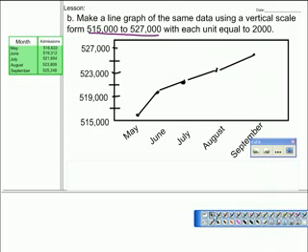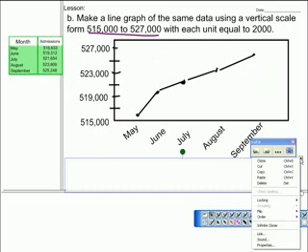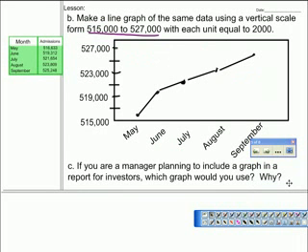What does it look like? Using the same numbers, what's the difference in those two? The second one looks like the increase is what? Bigger. So my question to you is, if you're a manager planning to include a graph in a report for investors, which graph would you use? The second one, right? Why? You want them to think your sales are higher. You look good, right? Makes you look better, and what might happen? Yeah, exactly. You get a raise. Bigger paycheck. The second one makes attendance or sales look better.